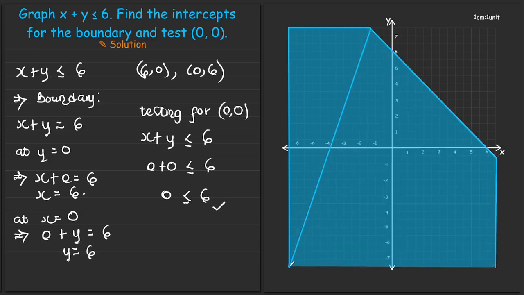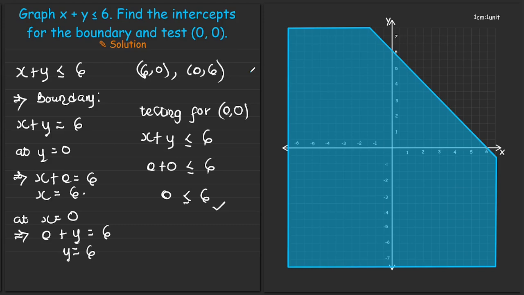Then it goes something like this. Now, as I said earlier on, you can use your lines to do it as well. So that is it for this particular question. We've been able to graph x plus y less than or equal to 6. And we found the intercepts for the boundaries, that is the x-intercept and the y-intercept, and we have tested for 0, 0 as well.